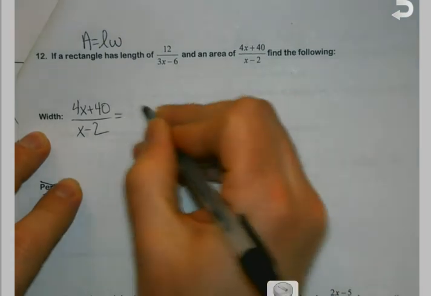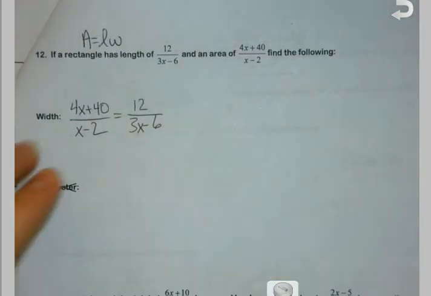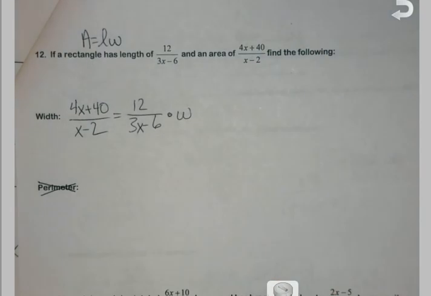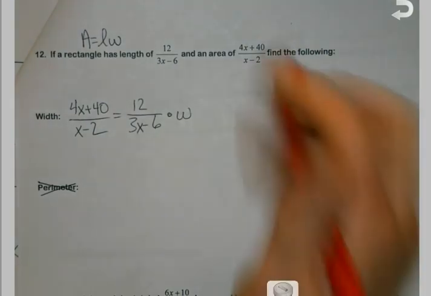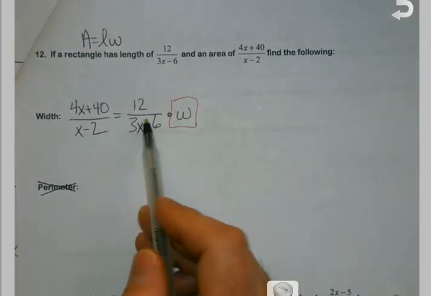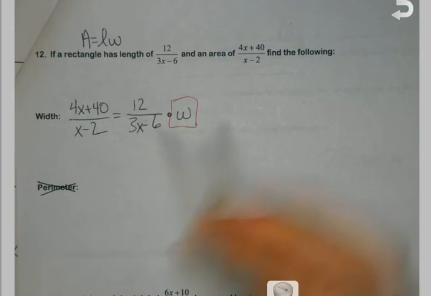They told me the length. And my job is to figure out what the width is. You're like, how am I going to do that? Well, let's think about this for a minute. If I want to solve for the width and I'm multiplying it times this, what's the opposite of multiplying? You're like, divide. Okay.